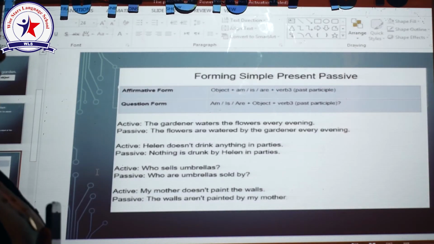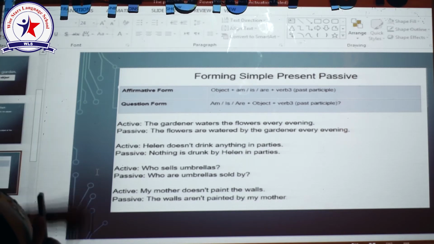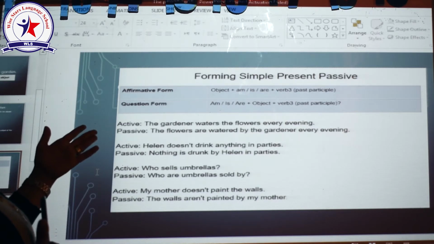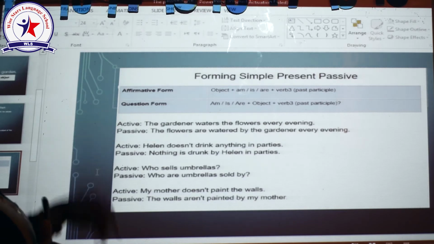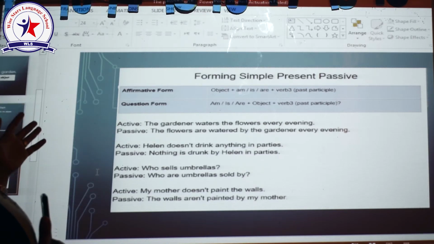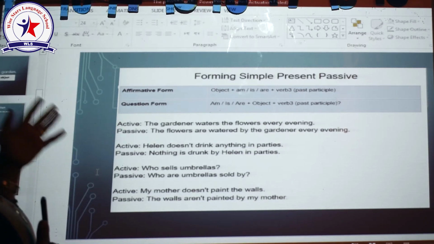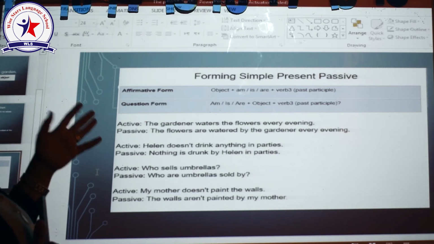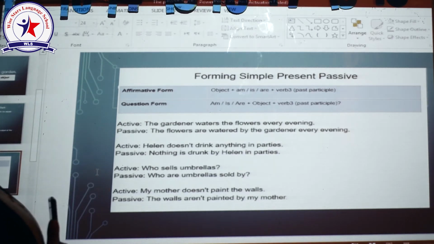Now let's move to the booklet on page 25 to highlight some important information and answer some exercises. Let's look here, forming simple present passive. The affirmative form: object, am, is, are, plus the verb in the past participle form. And if it's a question form, I will start with verb to be, am, is, or are, plus object, plus the verb in the past participle form.